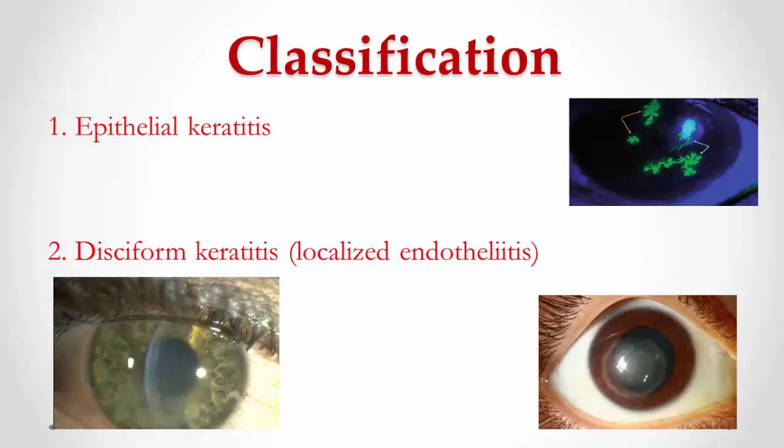Classification of viral keratitis caused by herpes simplex includes the epithelial stage, which is called epithelial keratitis like this photo, forming what is called a dendritic ulcer. And the second stage is disciform keratitis or stromal keratitis, and here there is an immune reaction against the virus, which leads to some sort of endothelitis and corneal edema like here and here.